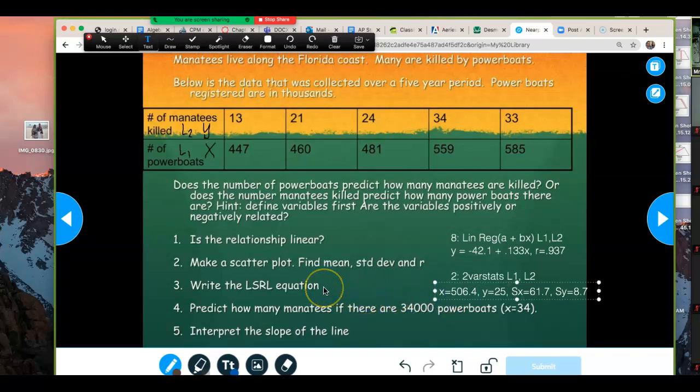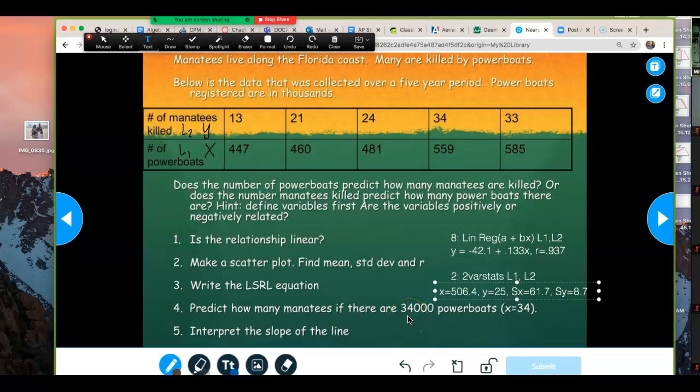So we got the regression equation. We got the two variable statistics. So we got all the information about this. We got a scatter plot. Predict how many manatees there are when x is equal to 34. If we do this, this is called extrapolation. Okay, if x is 34.